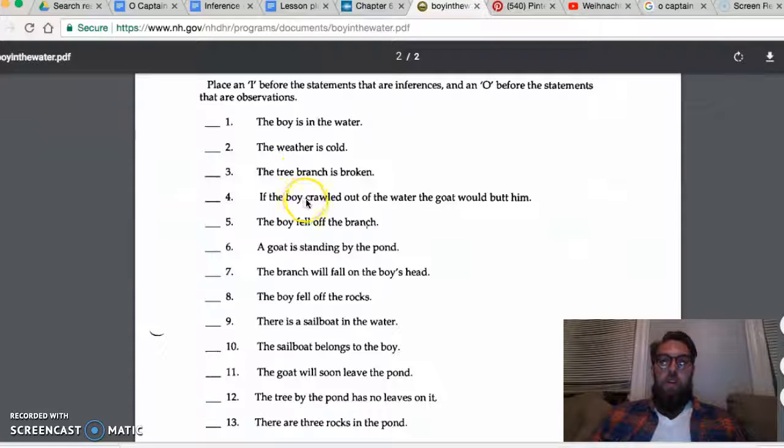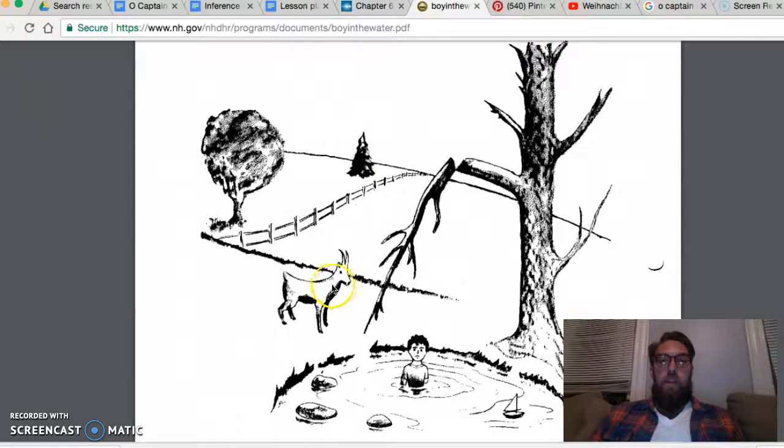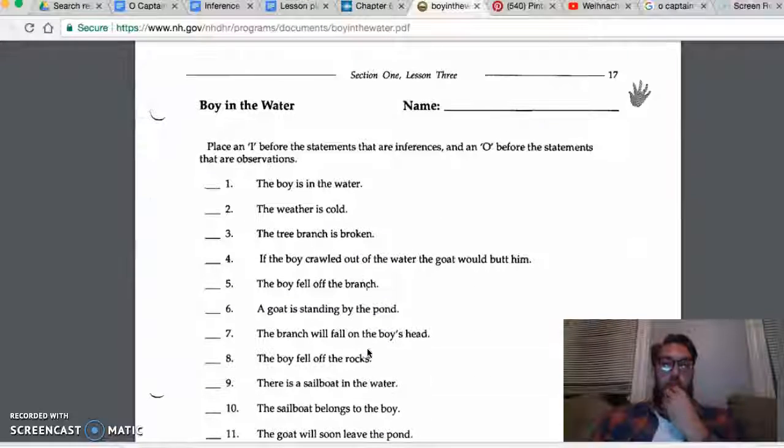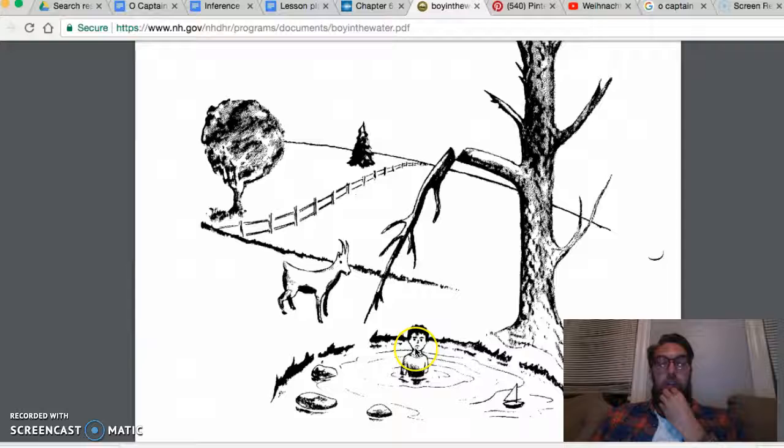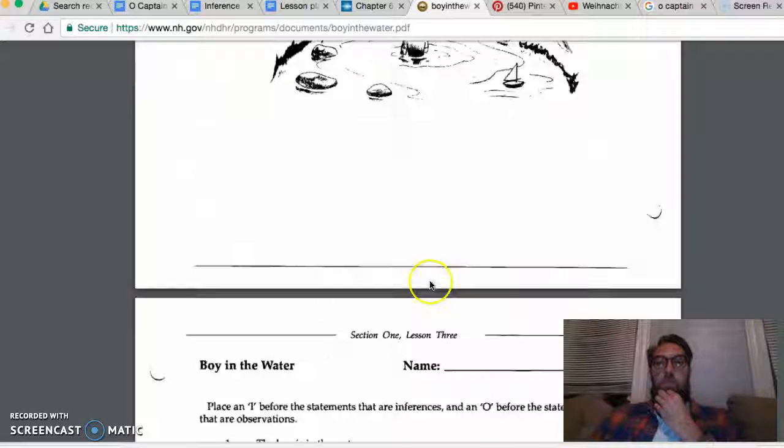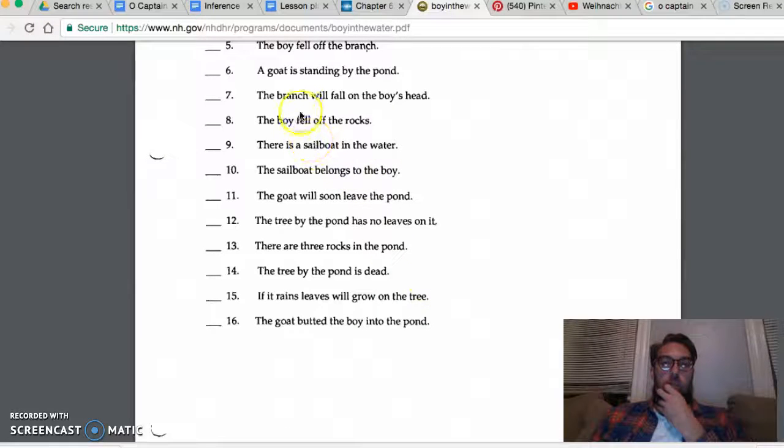4, an inference. Why do I infer that? I infer that because the boy's in the water and the goat is looking right at him. That's my observation. And then my connection is, well, whenever a wild animal is staring at you, it's usually because it's being aggressive. So that's my inference. 5, the boy fell off the branch. That's again an inference. I don't know for sure, but I can probably safely make an educated guess that he fell because he's right below the broken branch.